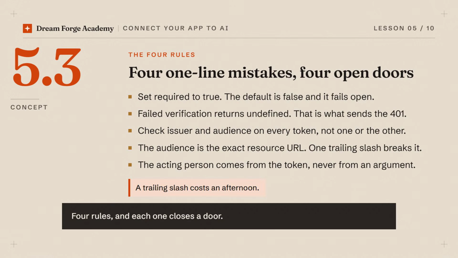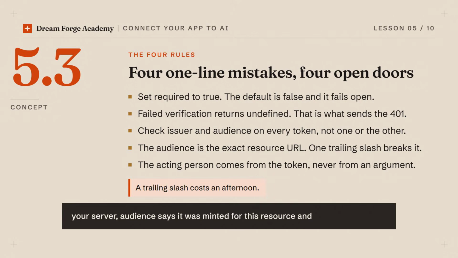4 rules, and each one closes a door. Set required to true, the default fails open. When verification fails, return undefined, that's what produces a real 401 with a challenge. An error object returns 200 instead, and an assistant reads that as an ordinary tool failure and moves on, so sign-in never starts. Check issuer and audience together.